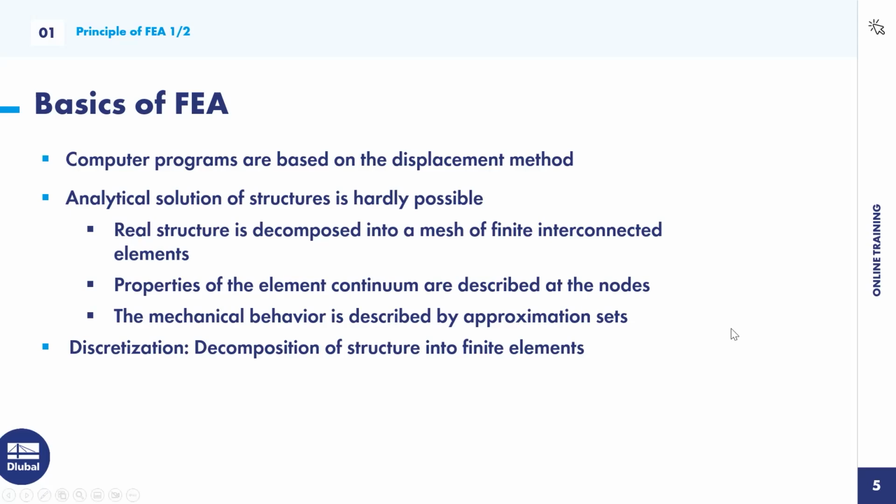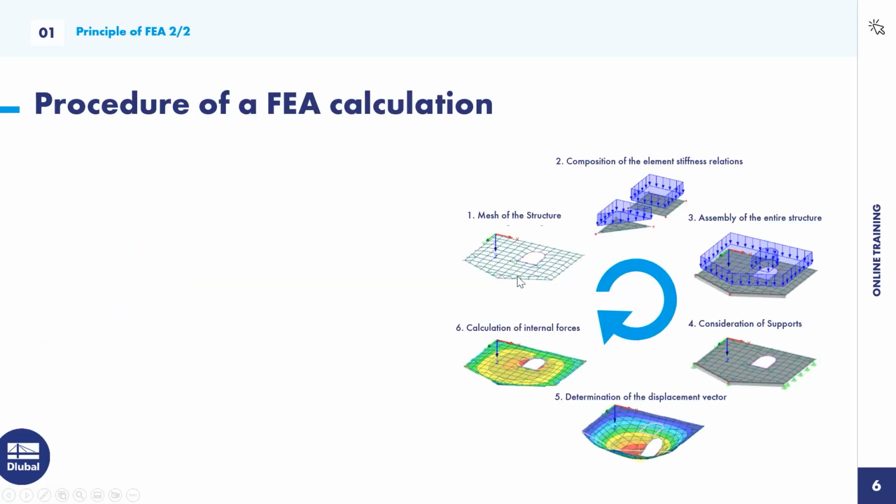So let's go on with our graphics here. Here we have it again, shown in six steps. At first, we have our discretization. So we will have the mesh of the structure. In this case, we have a slab, and the slab is now divided into these finite elements. These finite elements you can see in the second point here.